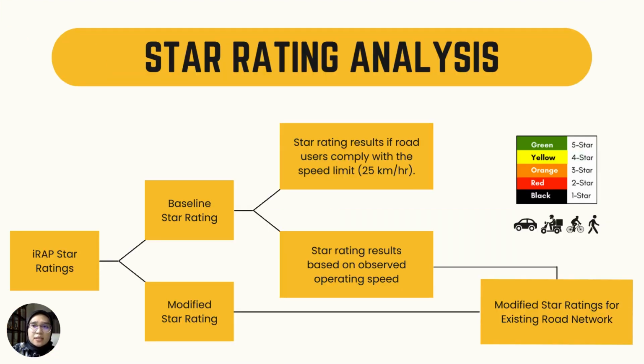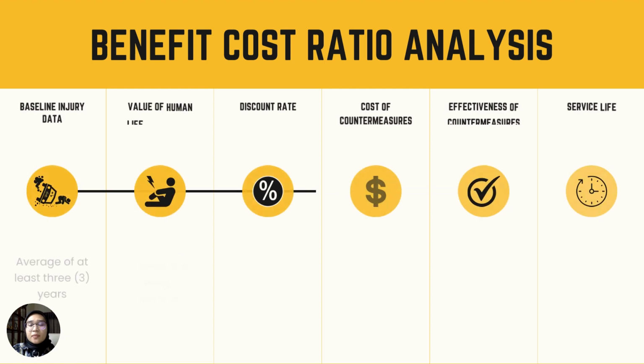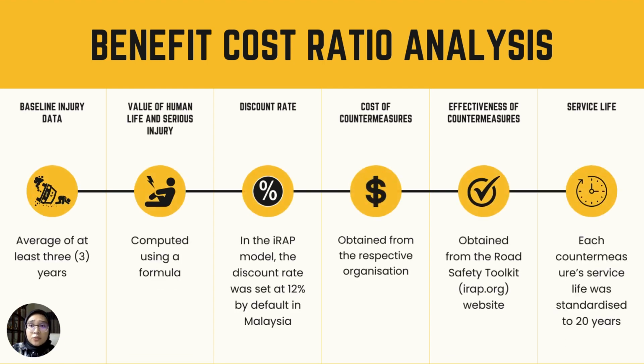For star rating analysis, there are 3 scenarios the study wants to observe. Firstly, the study wants to observe the star rating pattern if road users comply with the speed limit. The second scenario is the star rating pattern when data is coded based on operating speed. That's why the study needs to collect data from the spot speed study. From the star rating results based on observed operating speed, the coding data is reanalyzed to see the pattern of the modified star rating. In order to conduct cost-effective countermeasures, BCR analysis was measured.